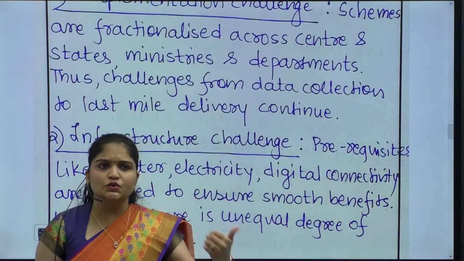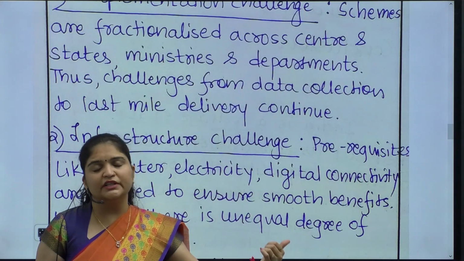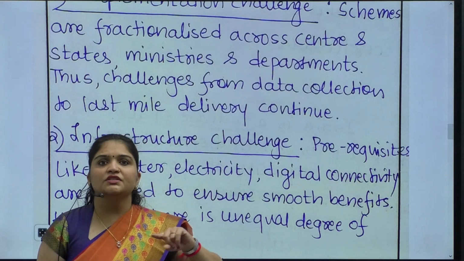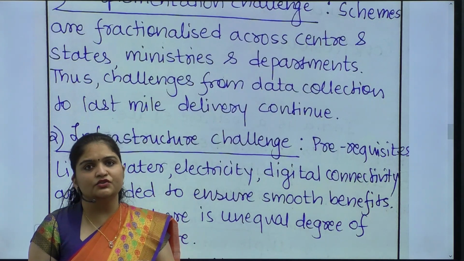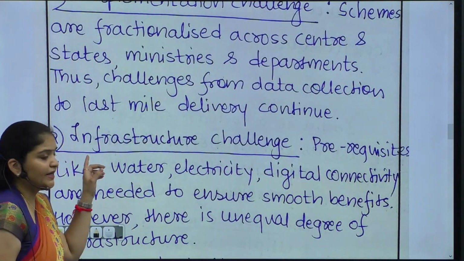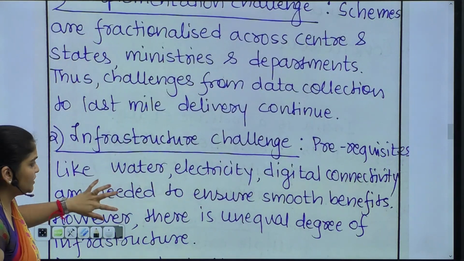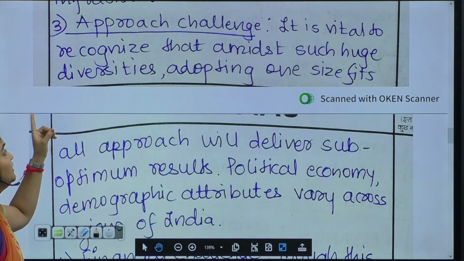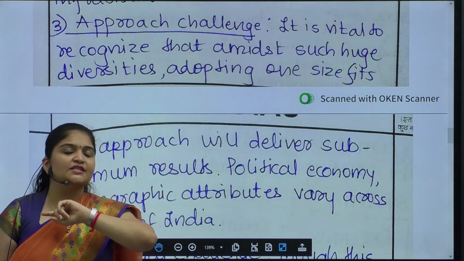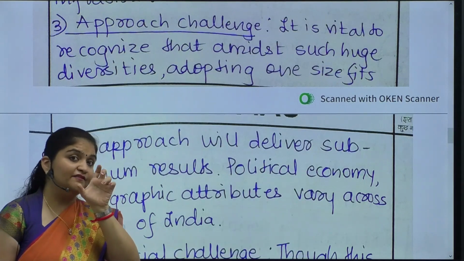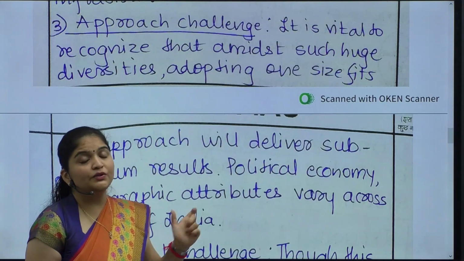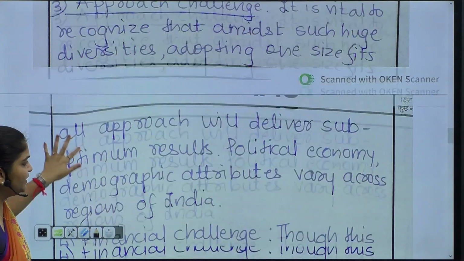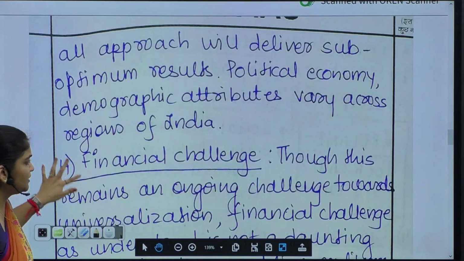Some groups are so diverse, they don't accept all the benefits that are also there very well. Okay? So infrastructure challenge, last mile delivery is a challenge, right? So second challenge, you talk of infrastructure challenge. Third challenge, one size fits all approach will not happen. So it is an approach challenge, how we approach, we cannot have one size fits all approach. Okay? Because there are different demographic attributes.